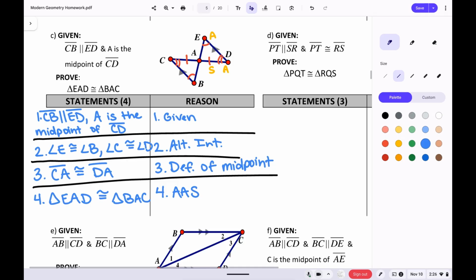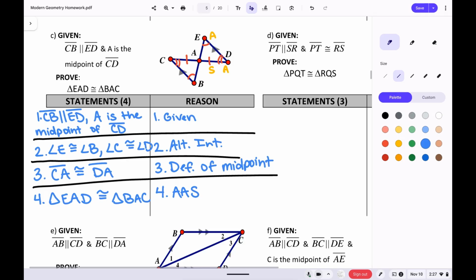Now, if you hadn't used both sets of alternate interior angles, if you only used one, and then talked about vertical angles, you would probably have 5 steps instead of 4. You would have said given, used one pair of alternate interior angles, stated the vertical angles for step 3, still needed your definition of midpoint for step 4, and then the congruency would be step 5. So you would have 4 steps if you went this way, and 5 steps if you wanted to include those vertical angles like we talked about on the one in your notes. But I wanted to show you that you can go either way here and still get the same end result.